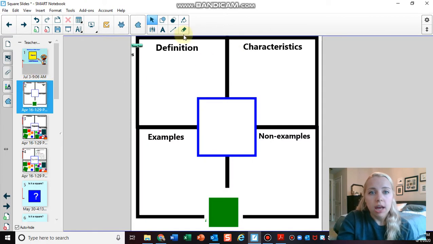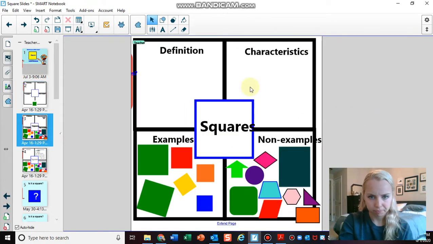So we're going to learn the definition of a square, the characteristics of a square, or what things a square has, the attributes that a square has, examples of a square, and non-examples of a square. So what is a square and what is not a square? Okay, first we're going to talk about examples of squares and non-examples of squares. So down here you can see we have 1, 2, 3, 4, 5, 6 examples of squares, and 1, 2, 3, 4, 5, 6, 7, 8, 9, 10 examples of shapes that are not squares.